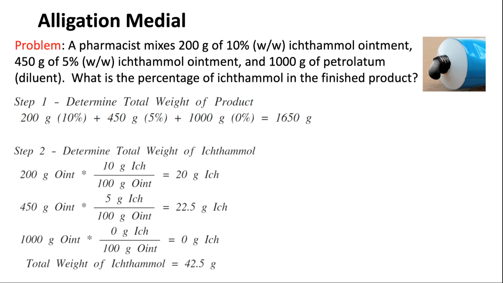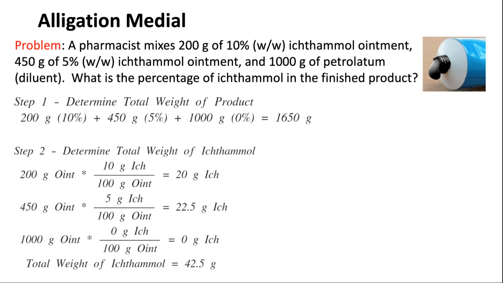All right, we'll do that for the 5% weight per weight concentration. That one we started with 450 grams, so 450 grams times 5 grams divided by 100 grams gives us 22.5 grams, and again, the remaining units would be of pure ichthammol. And lastly, if we start with petrolatum, we started with 1,000 grams of that. Now, it didn't give us a percentage weight, but it's pure base. It has no drug, so it would be 0%.